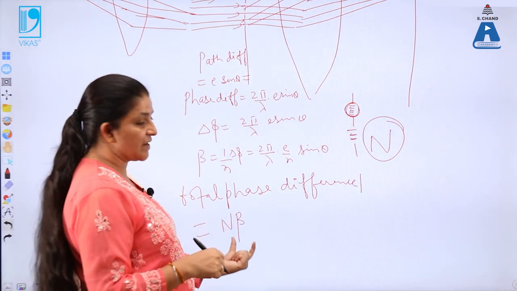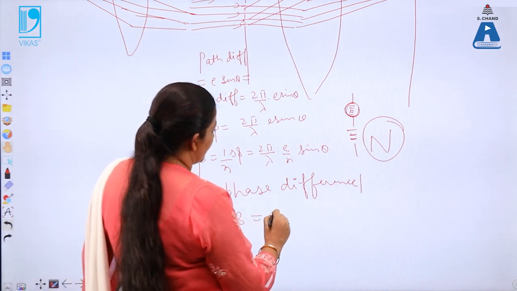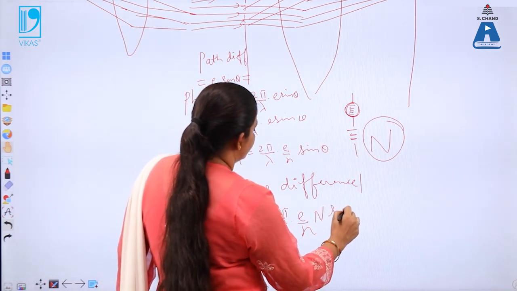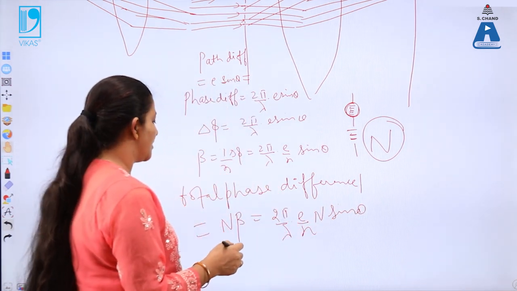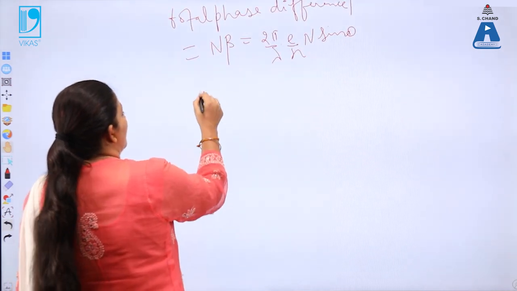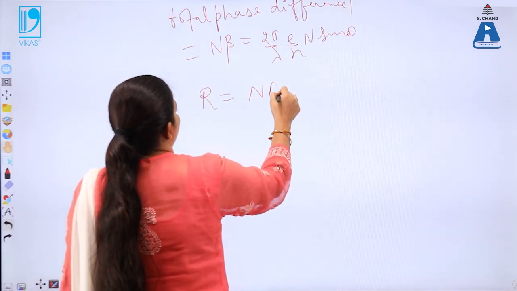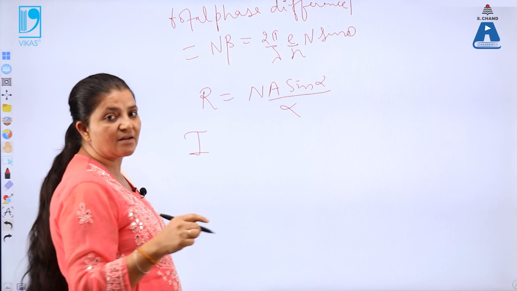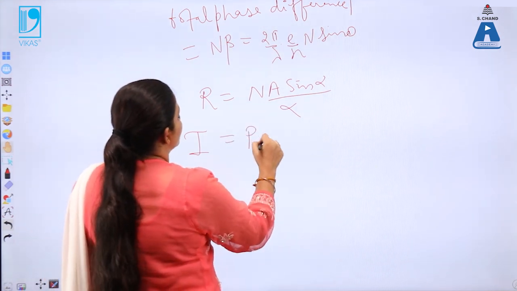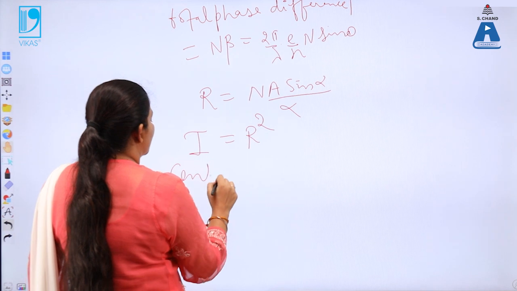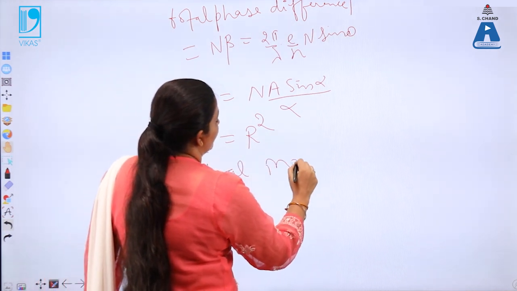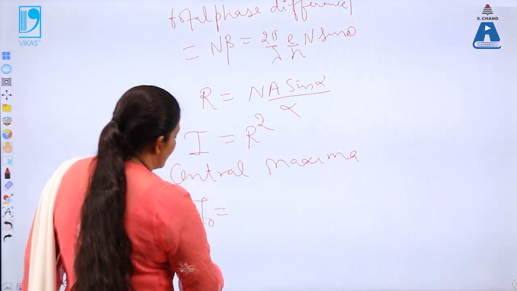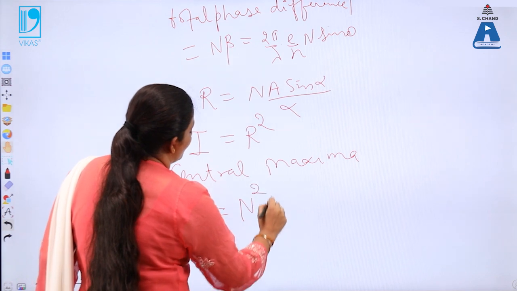So the total phase difference will be equal to capital N into beta. That can be written as 2 pi by lambda e by small n into capital N into sin theta. Then by using these relations, we can calculate the resultant amplitude, which becomes N A sin alpha by alpha. Then the intensity for the central maxima is equal to R square. For the central maxima, I naught comes to N square into A square.